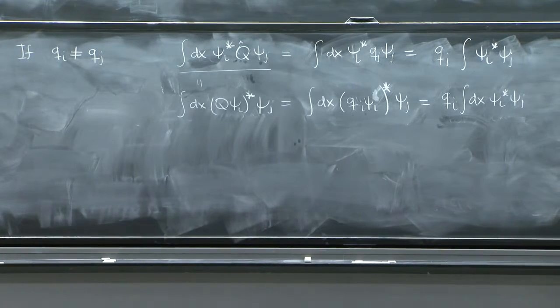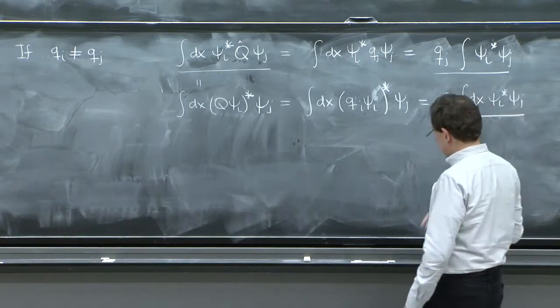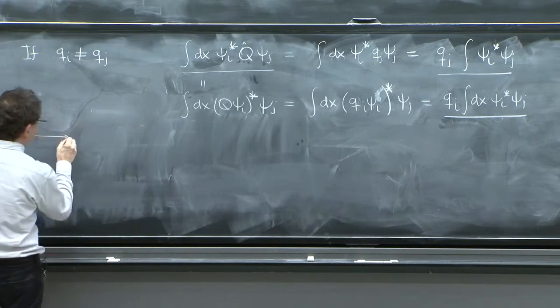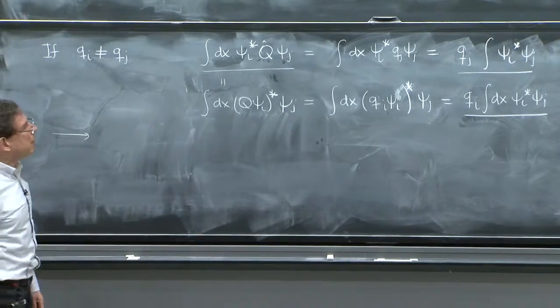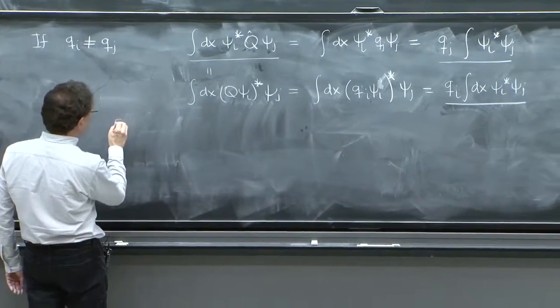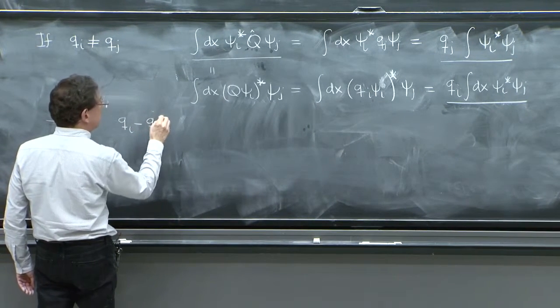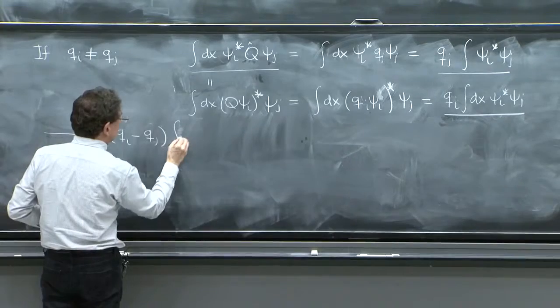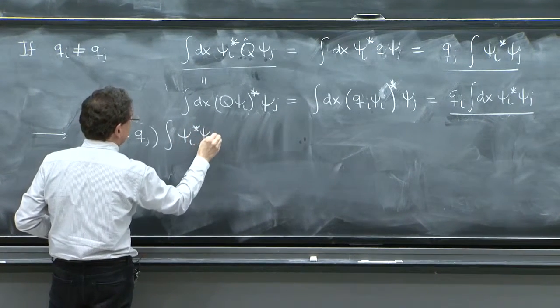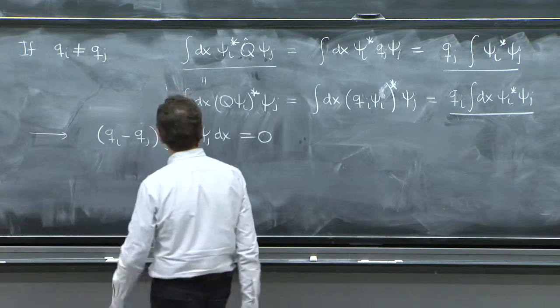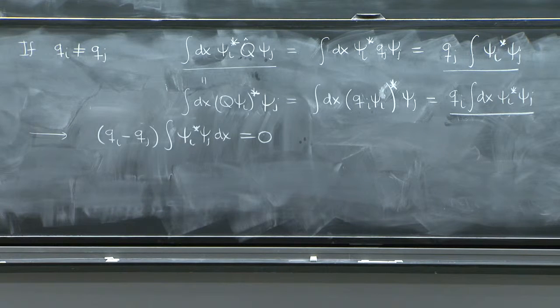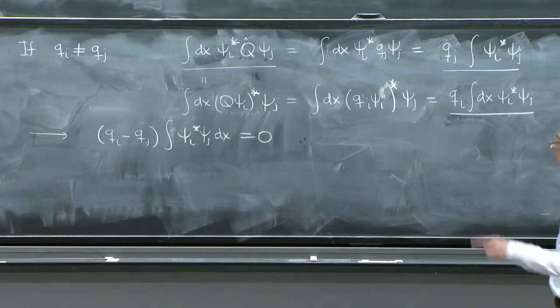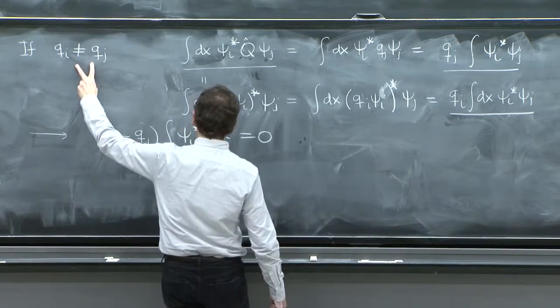The end result is that we've shown that this quantity is equal to this second quantity, and therefore, since the integral is the same in both quantities, this shows that qi minus qj, just moving one to one side, times the integral of psi I star psi j dx is equal to 0. So look what you've proven by using Hermiticity: the difference between the eigenvalues times the overlap between psi I and psi j must be 0. But we started with the assumption that the eigenvalues are different.